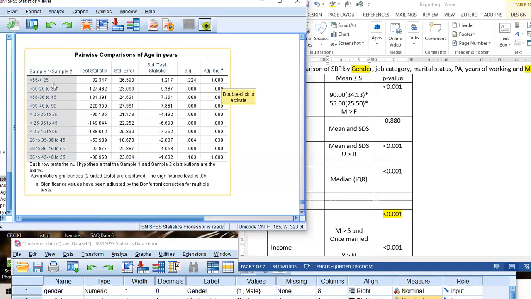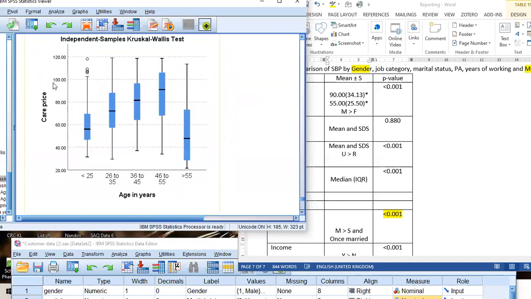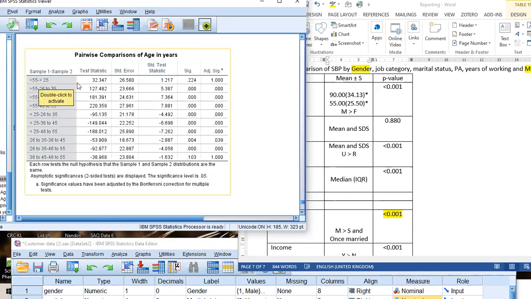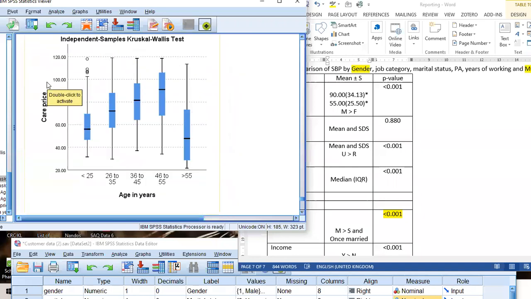So these two, more than 25 and less than 55. So this is more than 55, less than 25. These two are not different, right? Look at the medians. These two are lower compared to the rest, isn't it? These two pairs are no different, right? Which pair is it? More than 25 and less than 25. That means the older and the younger are no different, right?